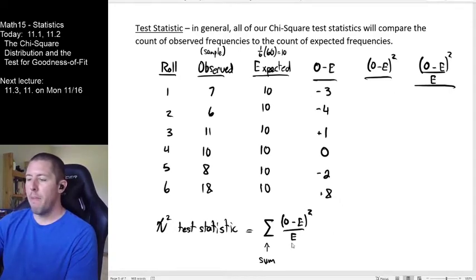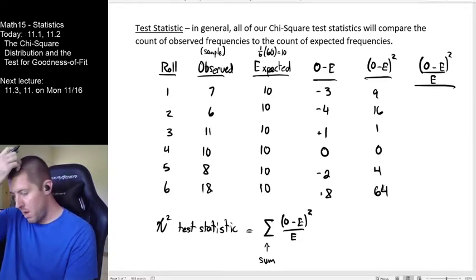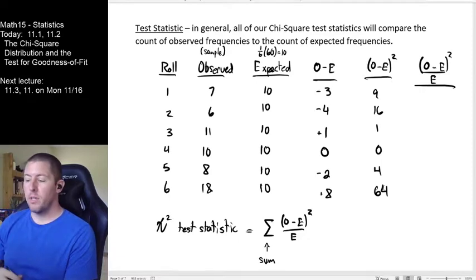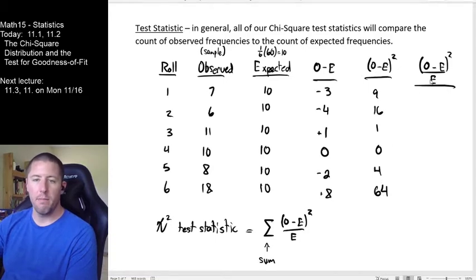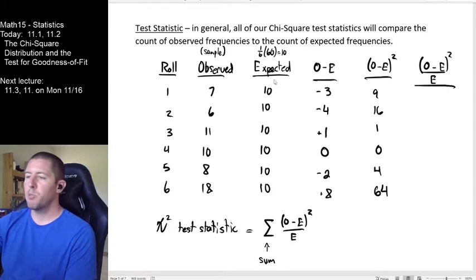So to proceed with our math, I'm still trying to build the terms of this sum. Let's go ahead and square all these now: 9, 16, 1, 0, 4, and 64, right? Since we're about to do a sum, I'm noticing that this part of the sum is going to be the biggest contribution. We're dividing by the same number for expected in all these cases. Notice that our expected is 10 for all of these because this was a uniform distribution.